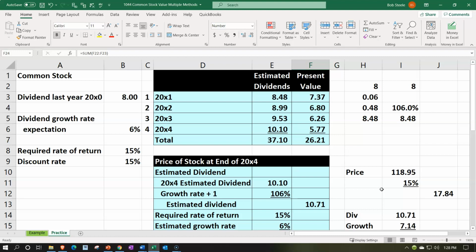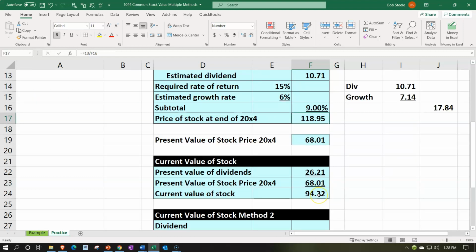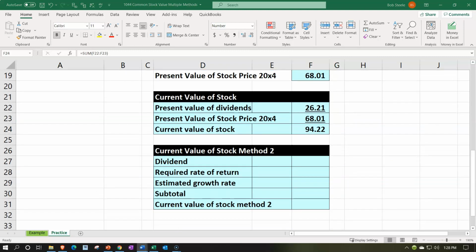You can see how conceptually that makes sense, right? Let's project out into the future what the dividends will be, present value that revenue stream, then see what the price will be in the future, and present value those two items to figure out what the current value would be. Then the other calculation we can do is method 2, which will come typically to a similar calculation.